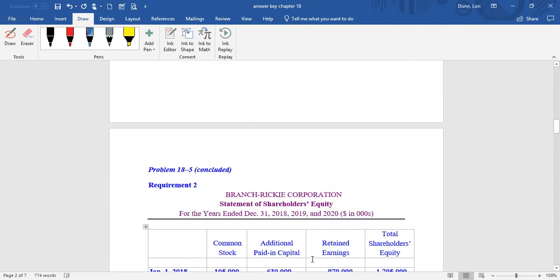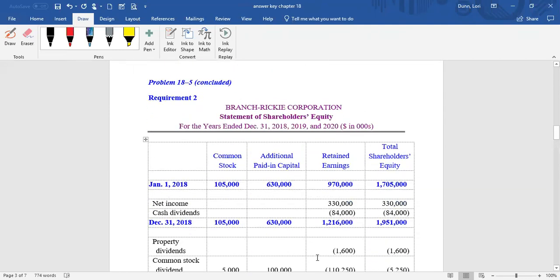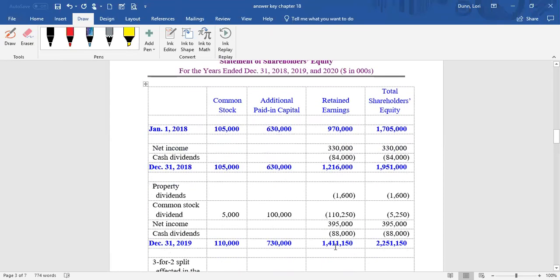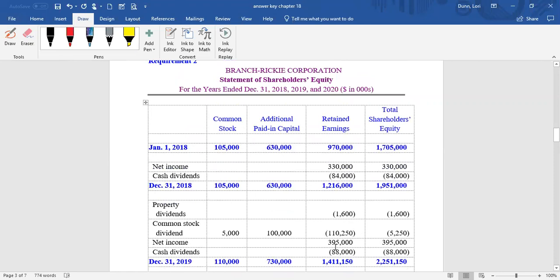Okay. Now, in the second part, they ask us to prepare comparative statement of stockholders' equity for Branch Rickey for the 3 periods. Amounts in thousands, so eliminate the first 3 zeros. Net income was 330, 395, and 455 million for each year. So remember, a statement of stockholders' equity, we usually have a column for each major component of stockholders' equity.